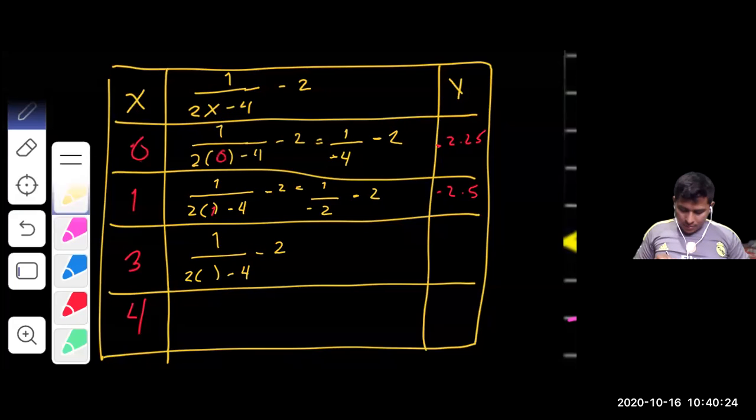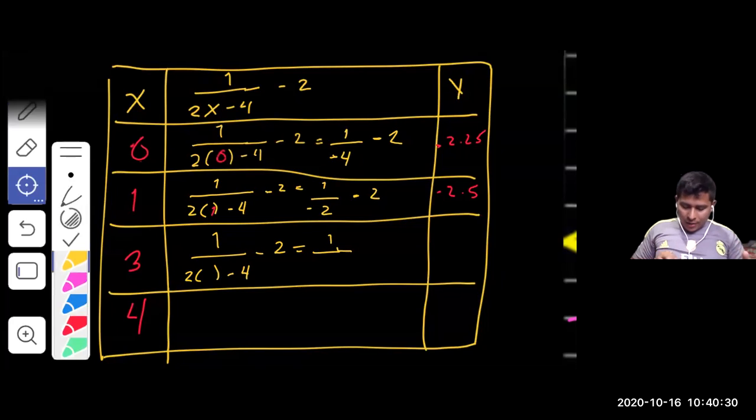Elmer, do you got the same? Yes. Okay, just be careful when using the calculator. Okay, let's continue, guys. Let's plot.